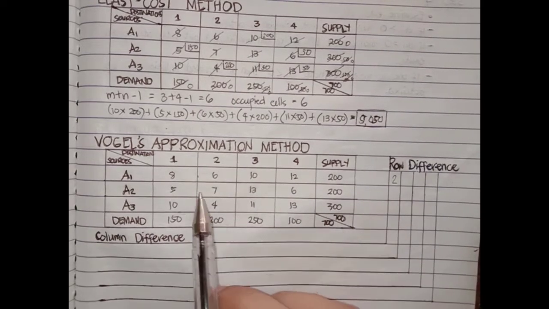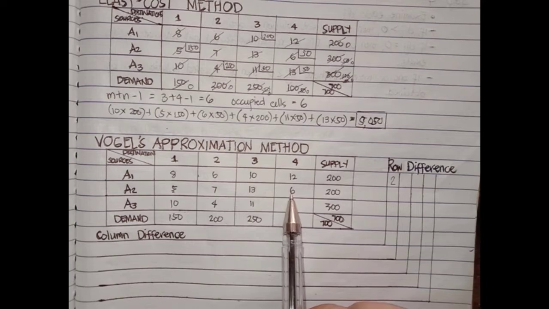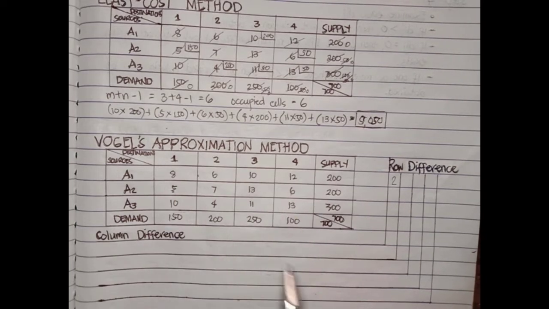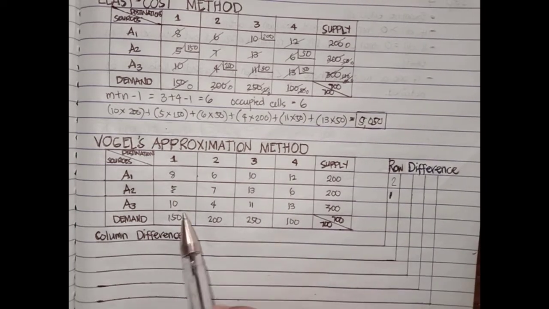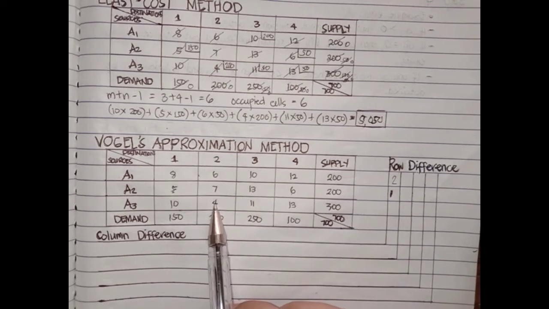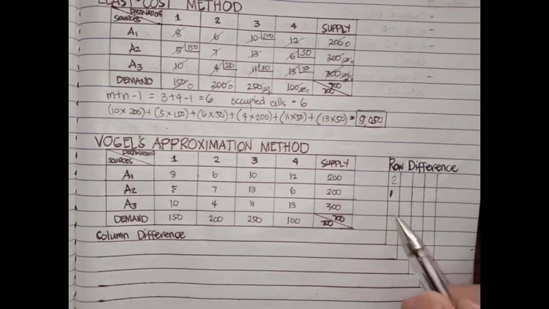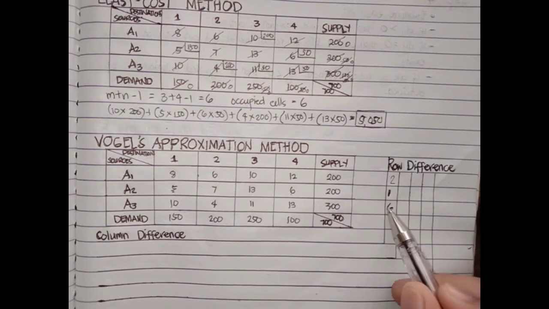In this row, we have 5 as our smallest value and 6 as the second smallest. So the difference of the two is 1. Then we have 10 and 4. 4 is the smallest value, followed by 10. So 10 minus 4 is equal to 6.